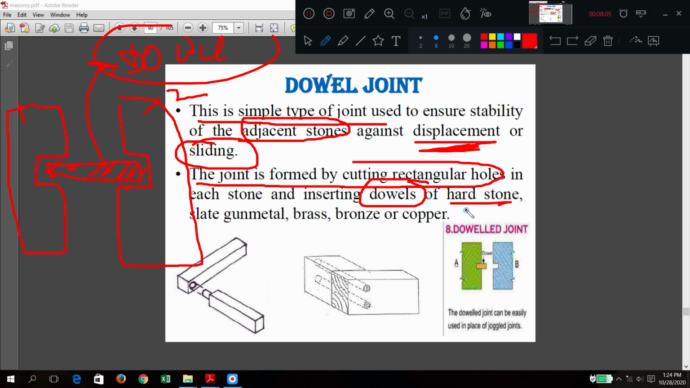Dowels. What are dowels? These are hard stones, maybe metals: brass, bronze, copper. So here you can see one green stone, one blue stone, a groove is made, and another brown colored dowel bar is inserted, like this.